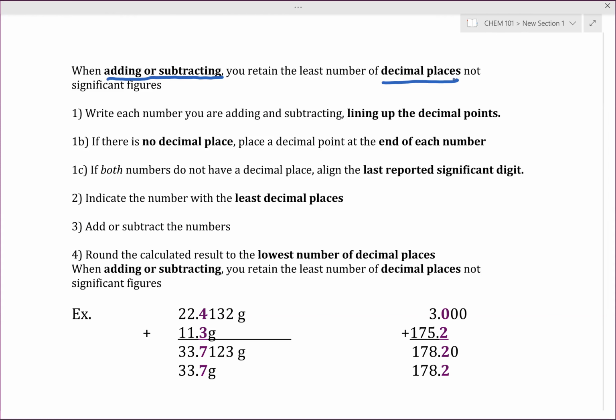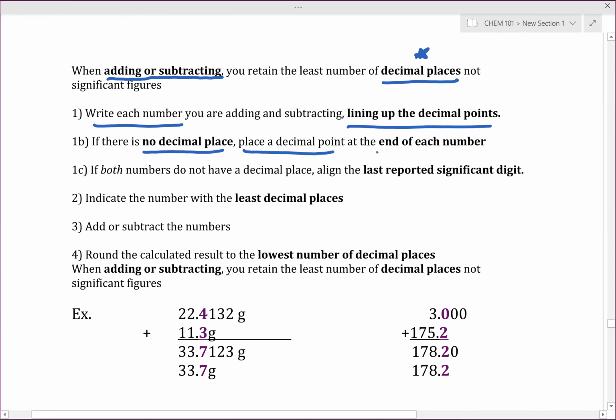So, for addition and subtraction, we care about decimal places. So first and foremost, our first goal in this process is to write each number, and then we're lining up the decimal points. Now, if there is no decimal point, you're going to place a decimal point at the end of each number. Okay? We need a decimal point in order to deal with addition and subtraction operations. If both numbers do not have a decimal place, you're going to align the last reported significant digit. Don't worry about that for now.